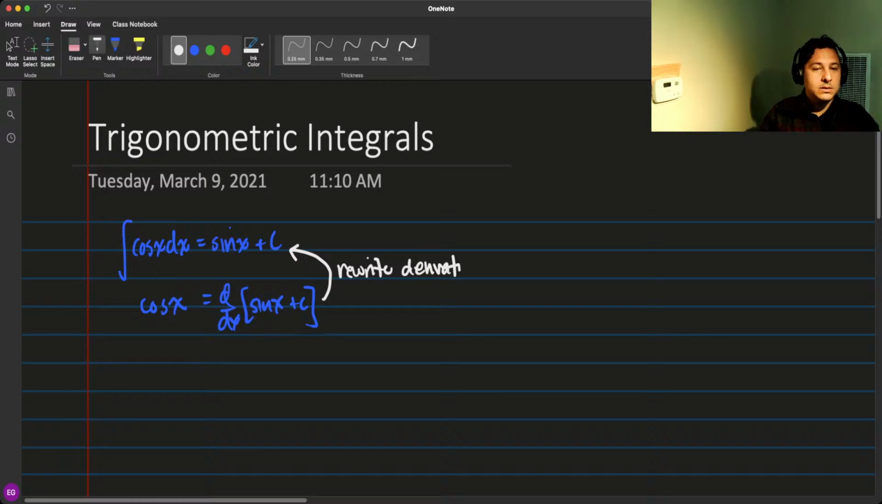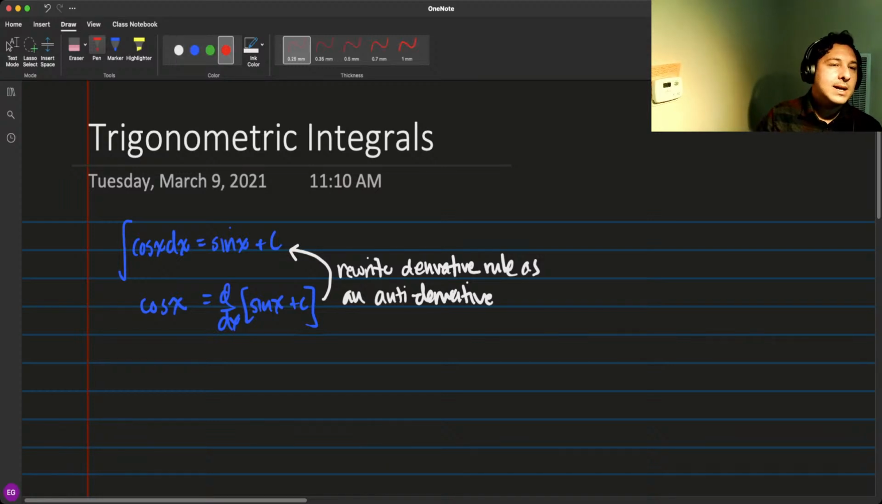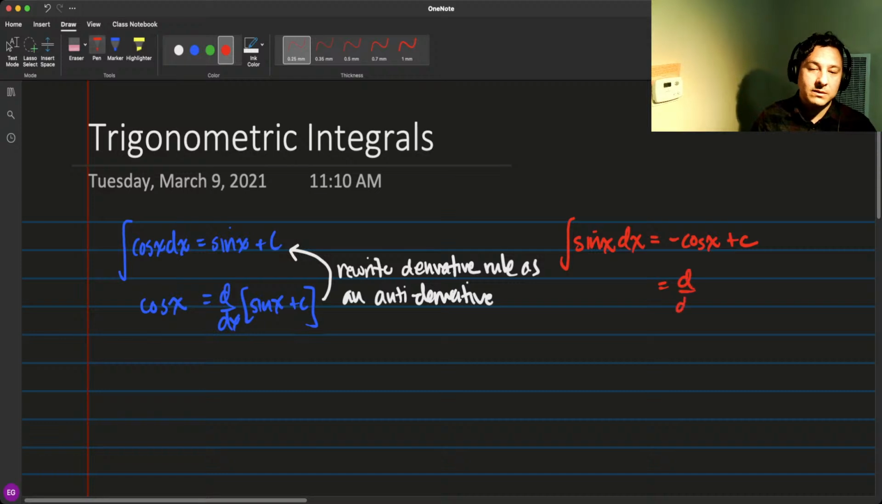So rewrite the derivative rule as an antiderivative rule. This is the simplest case to figure out your antiderivative: you can just take a derivative rule and rewrite it. We know the antiderivative of cosine is sine. We also know that the antiderivative of sine is equal to minus cosine. And why is that? Because if we take the derivative of minus cosine, you get sine.